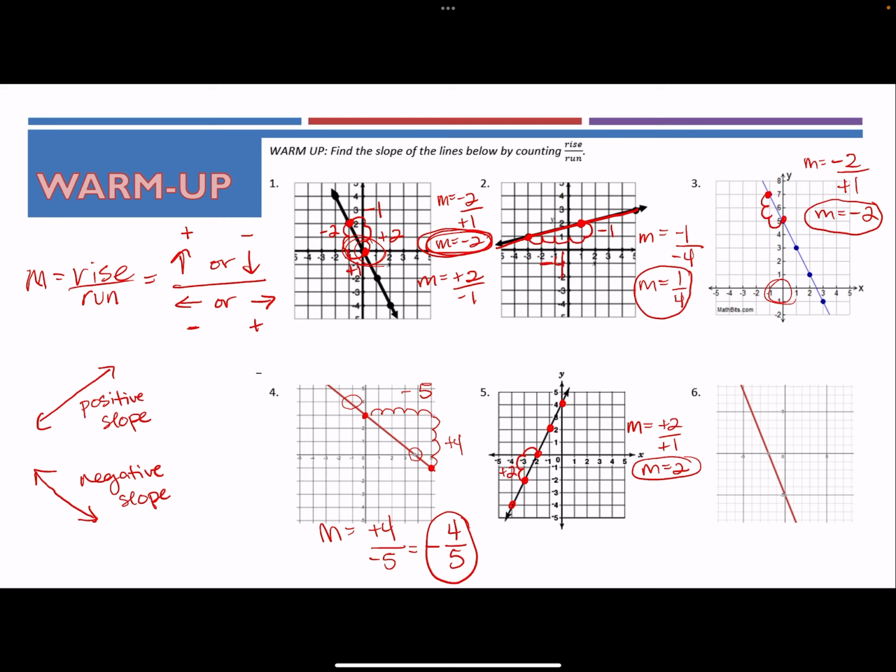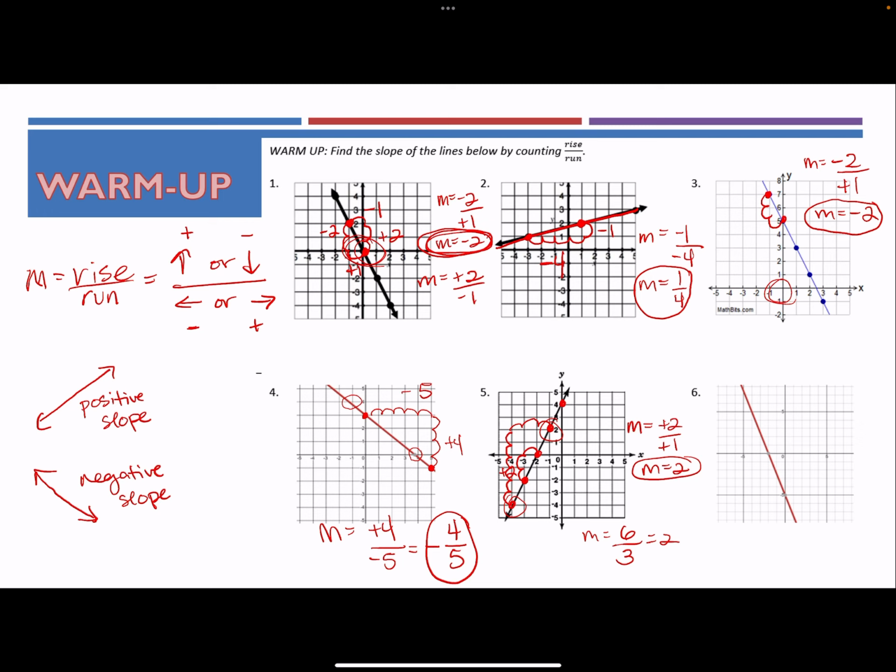My slope is 2. I want to show you something. What if I had used like this point and this point? Watch. I would go up 1, 2, 3, 4, 5, 6. So 6 over 1, 2, 3, both positive because I went up and to the right. 6 over 3 is 2. So no matter what 2 points I use, I'm going to ultimately simplify and get the same slope.